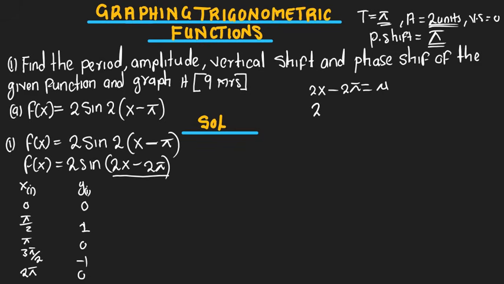Then I'm going to say 2x is equal to mu plus 2 pi. Then you say over 2, over 2. Then you're going to have x is equal to mu plus 2 pi, and whatever I get, I'll be multiplying by 1 over 2. So this is going to give me my x values. How about y values?